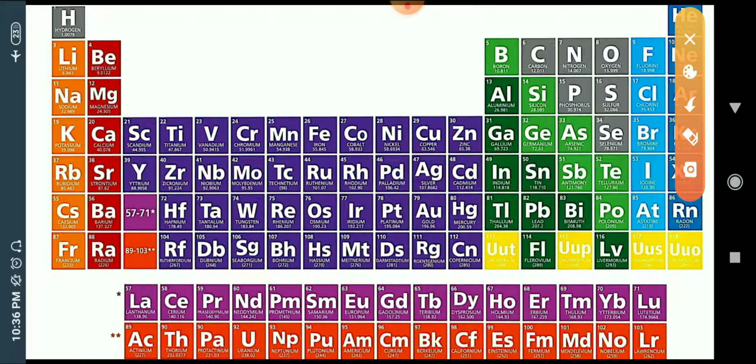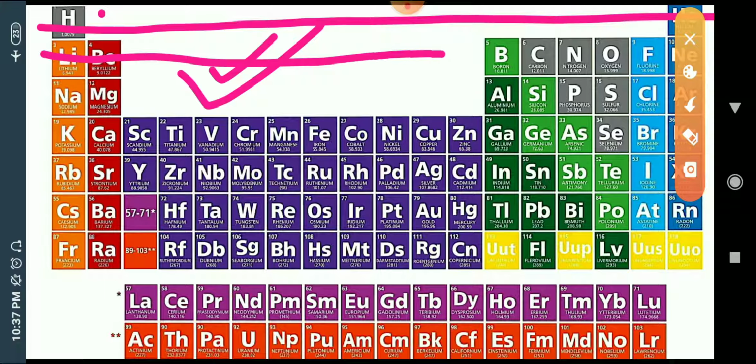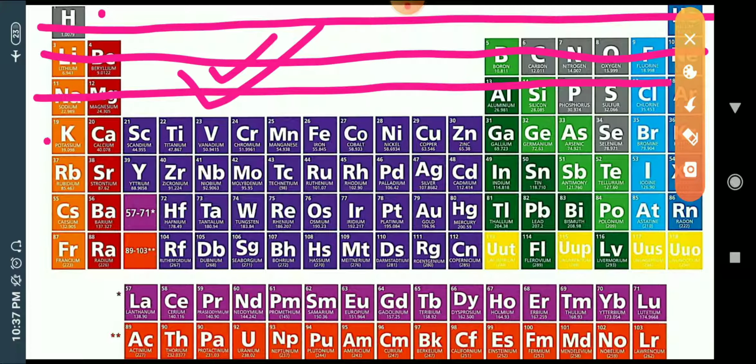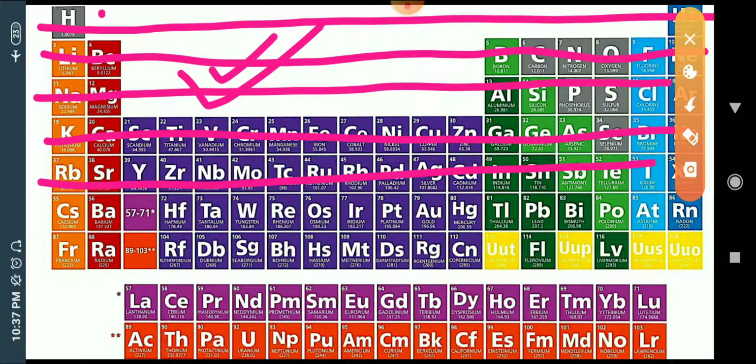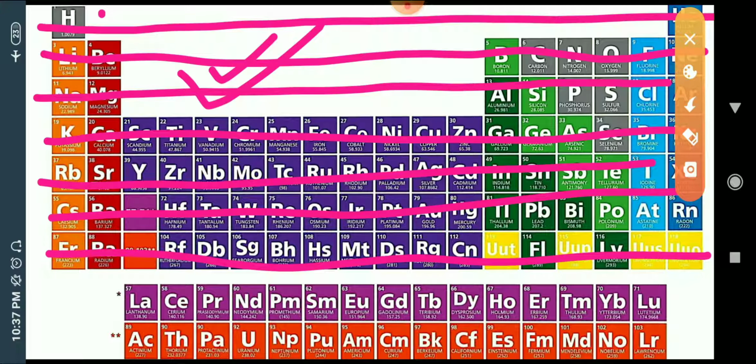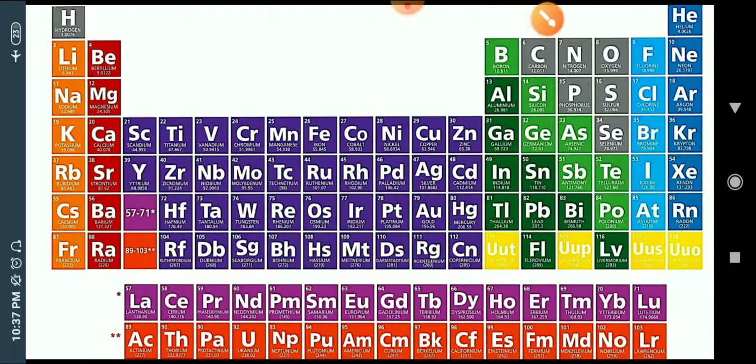So listen, we all know that this is the long form of the periodic table. As we have discussed earlier, this periodic table contains 7 periods. We all know that periods are horizontal rows. How many periods are present in this periodic table? 7 horizontal rows, or 7 periods, are present in the long form of the periodic table.